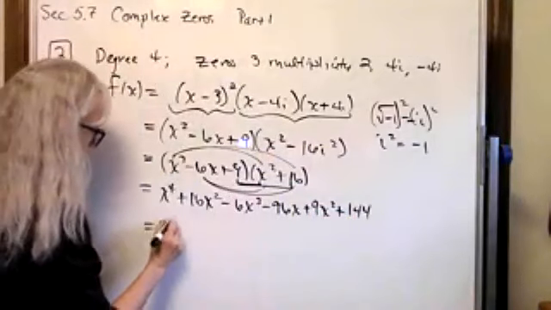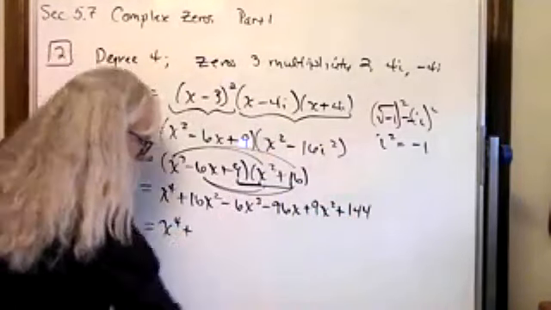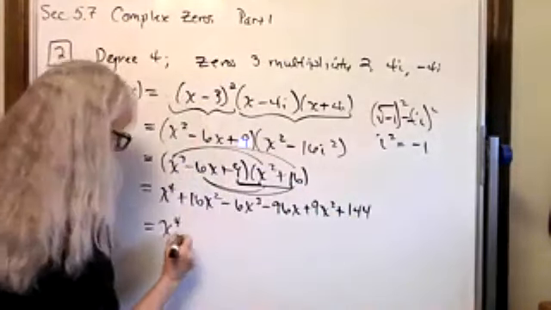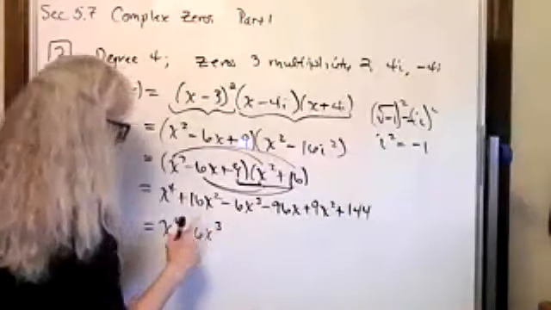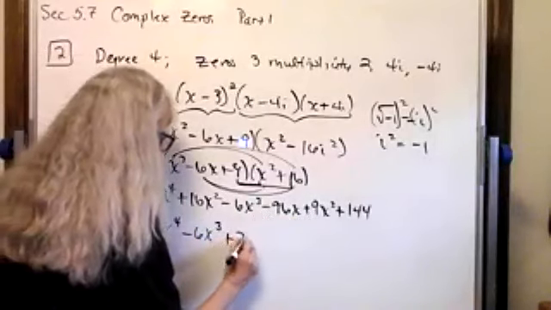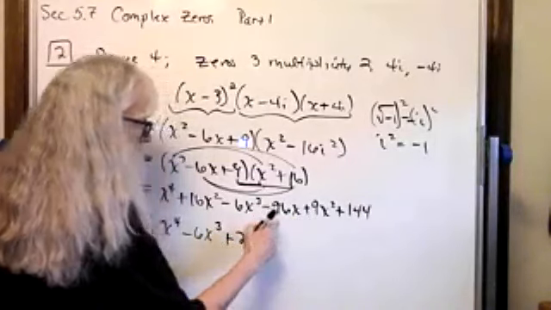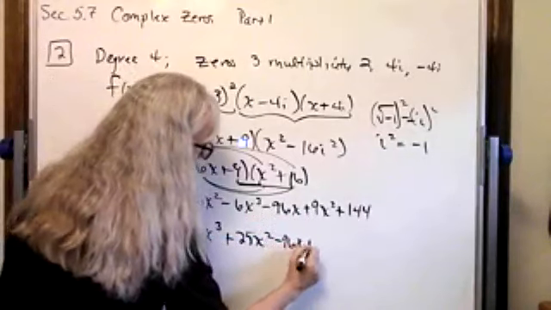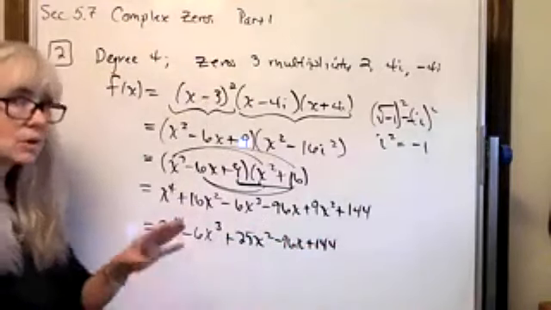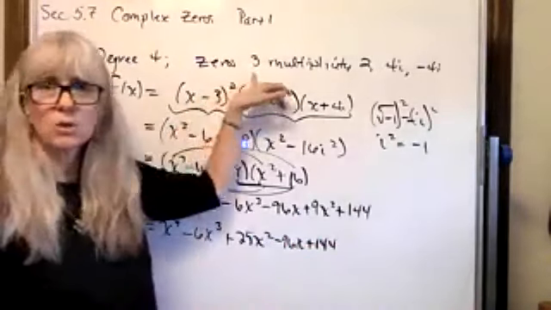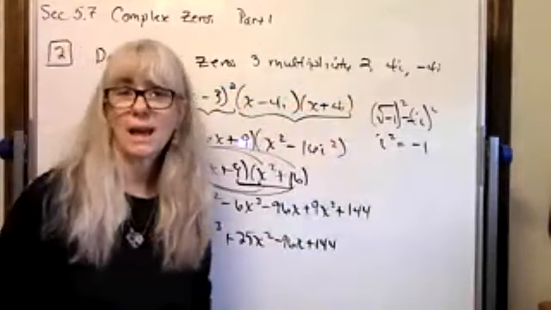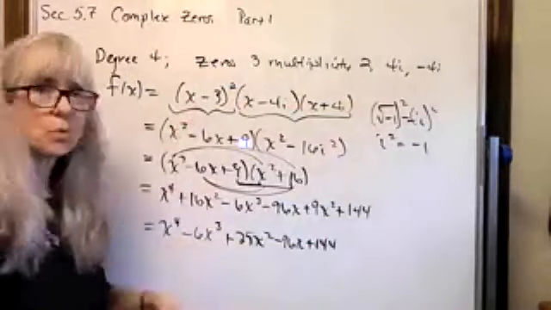So we have x to the 4th. I'm going to put that negative 6x cubed next so that they're in descending order. That's our standard form, descending order. Minus 6x cubed, 16x squared, and the 9x squared is going to give us 25x squared. I have minus 96x plus 144. There it is. There is the 4th degree polynomial whose zeros are 3, which appears as a repeated root of multiplicity 2, then a positive 4i and a negative 4i. So we're doing kind of the opposite of what we did just the other day.